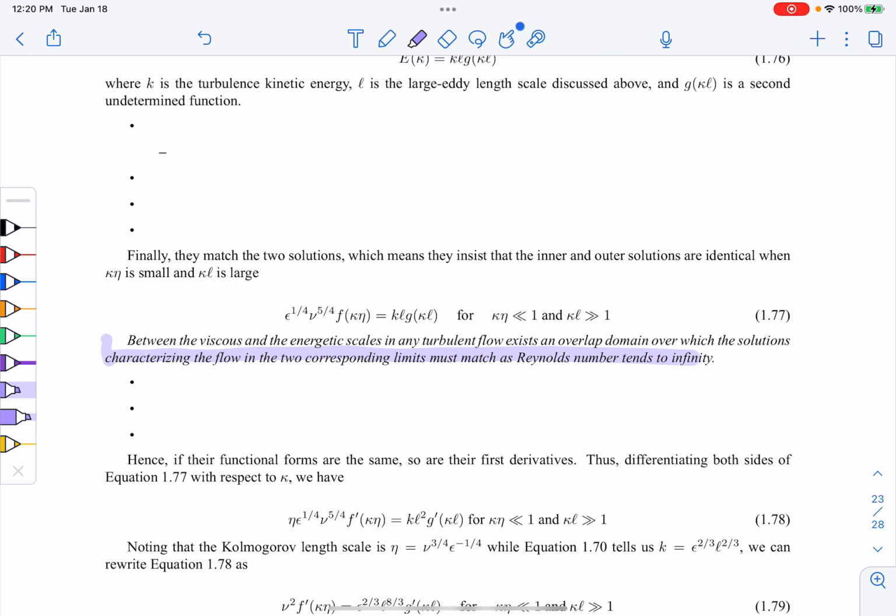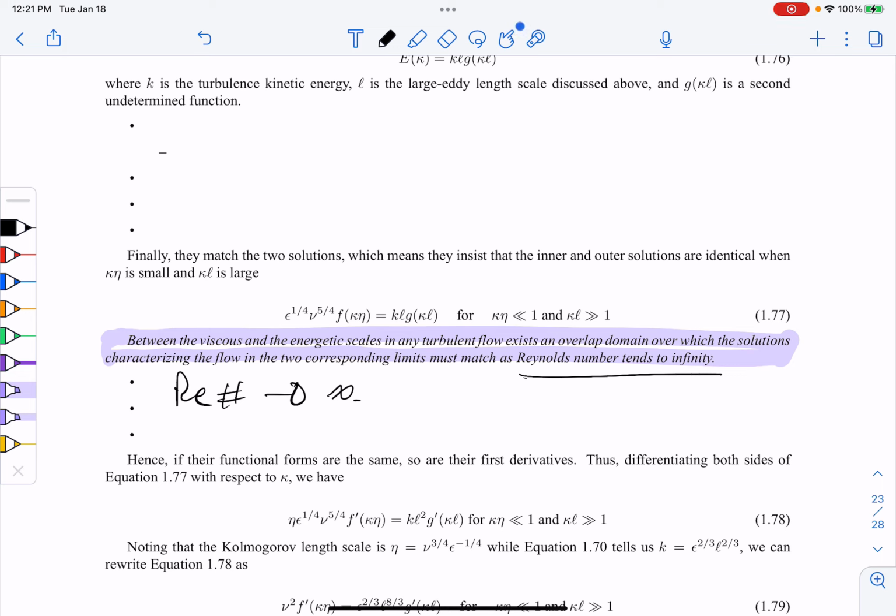One is I put here, and they noted that, and I'll read it, the viscous and energetic scales in a turbulent flow exist in an overlap domain over which the solutions characterizing the flow in the two corresponding limits must match as Reynolds number goes to infinity. And that's a really interesting statement in their paper, because also Kolmogorov assumes that the Reynolds number goes to infinity for his theory to be exactly correct.